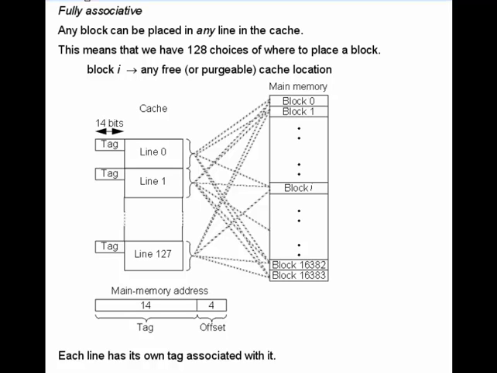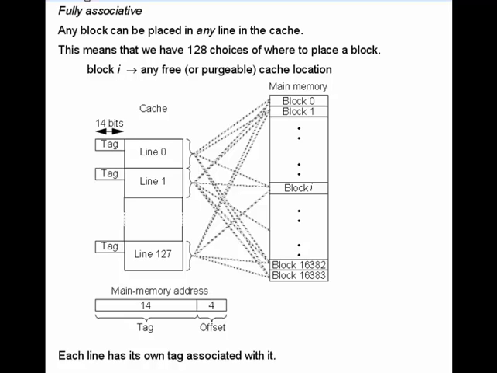Now remember that in a direct mapped cache, a particular block, when brought into the cache, can be placed in only one line. The fully associative organization is the opposite of that, where any block that's brought into the cache can be placed in any line.